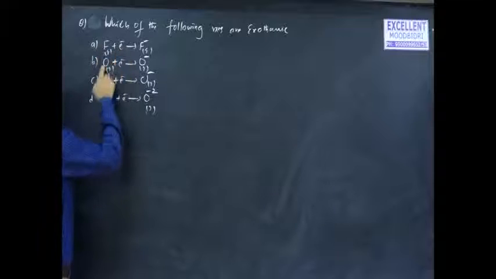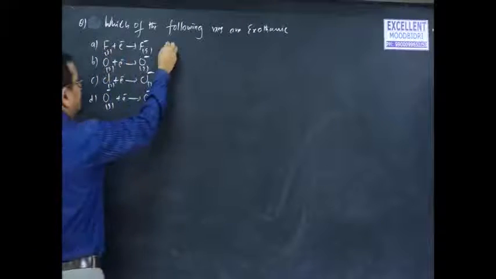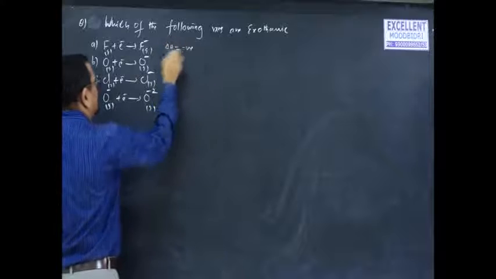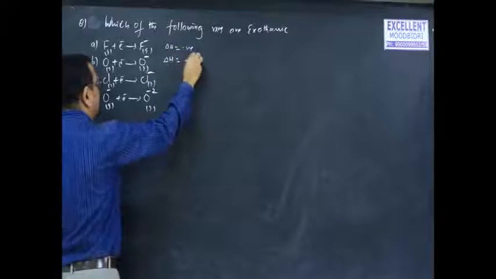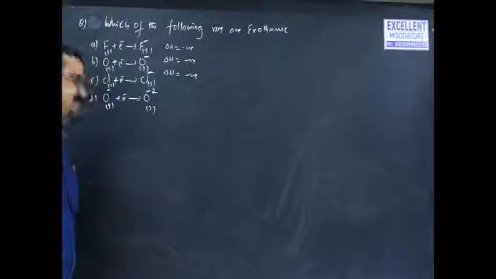First electron affinity of fluorine, oxygen, chlorine. The first electron affinity of fluorine is always exothermic. Even oxygen is also exothermic. Even chlorine is also exothermic. Just now we discussed their trends also.